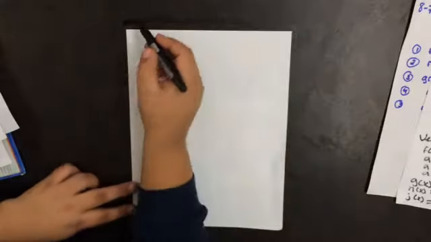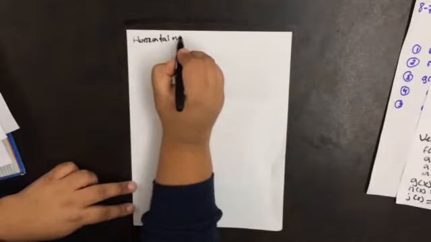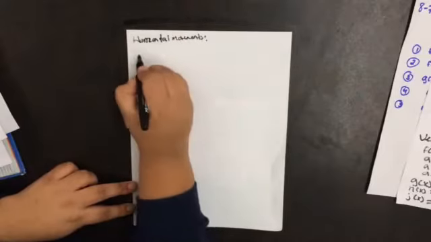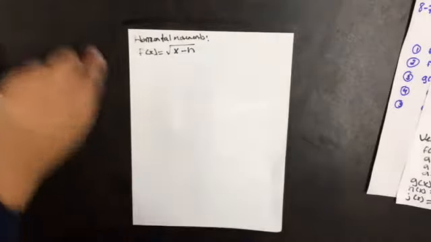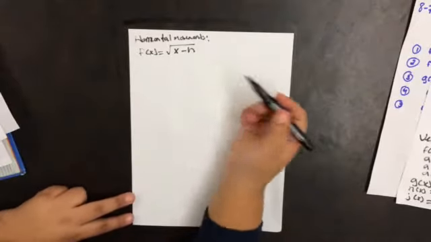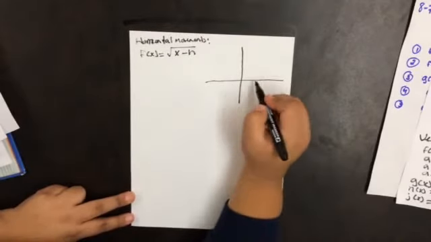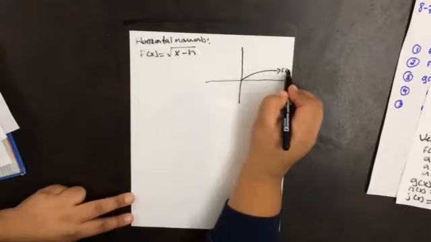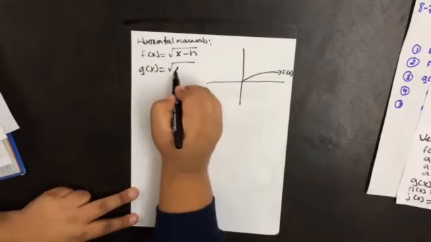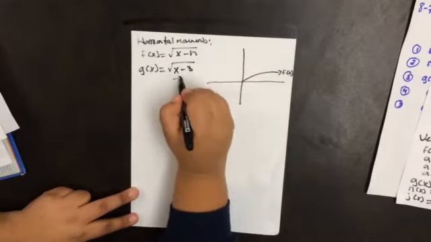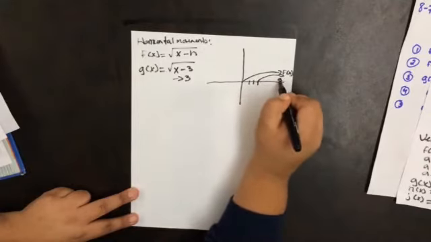Okay, now let's talk about horizontal movement. So we have f of x equals the square root of x minus h. H is the movement either to the right or to the left. So once again, let's start by graphing f of x, our parent function. So what if we have g of x equals the square root of x minus 3? Then we're moving 3 to the right. That would be g of x.